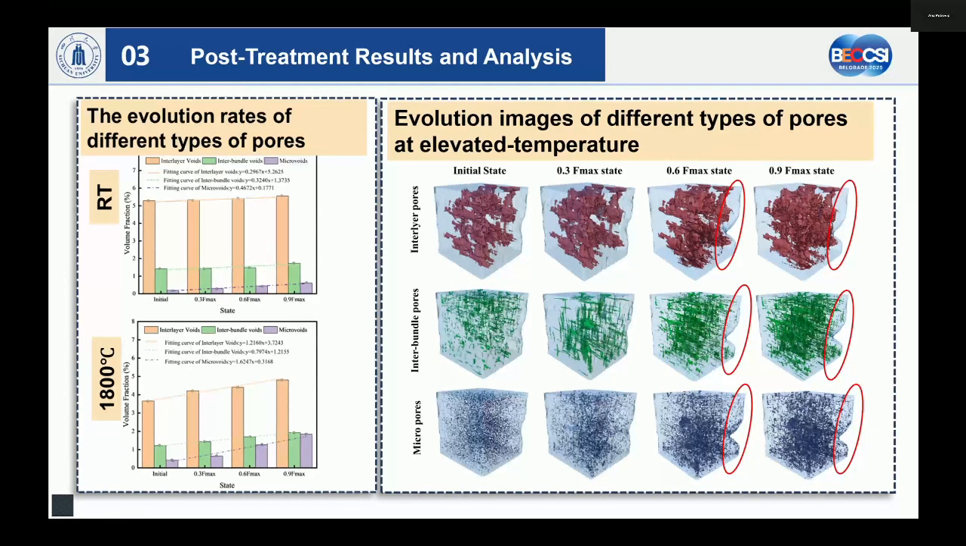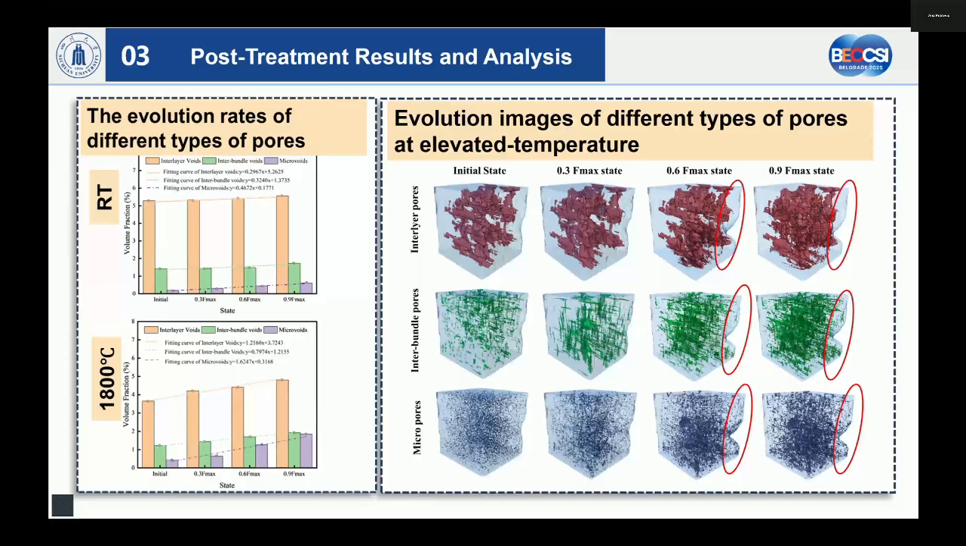But here are the three-dimensional images of pore evolution under high temperature. It can be observed that the appearance of the sample shows obvious edge shrinkage, as well as the growth and aggregation of tiny pores in its appearance.